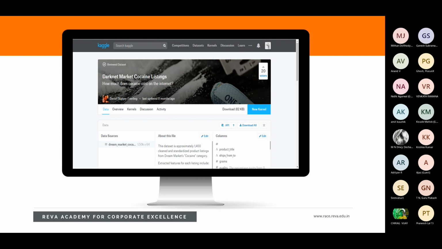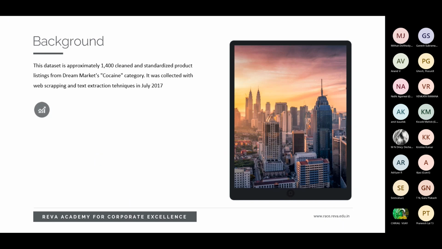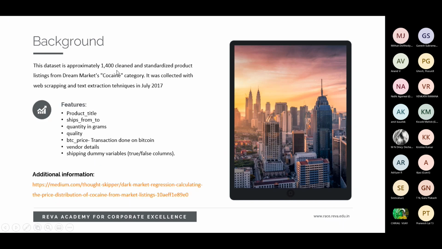And if you pull this down, this very quickly comes up in another name. If you pull that down in another name, it comes. So this gentleman, from 1,440 cocaine dealers, has pulled out all the transaction details of drugs that are happening. So I just focused on this data. This data also must be there on the net here. Look at this. This data approximately consists of 1,400 cleaned and standardized product listings from Dream Market's cocaine category. So out of all the products, I mainly focus only on cocaine. It was collected with web scraping. He's written a code to scrape this information and text extraction techniques in July 2017, almost 4 or 5 years back.